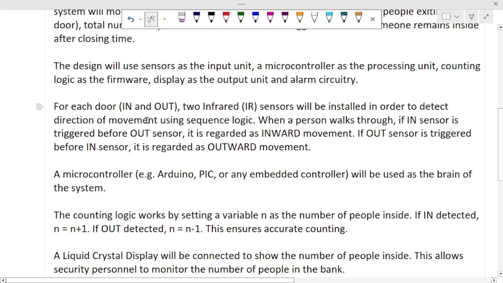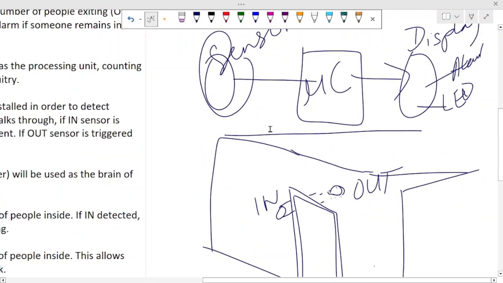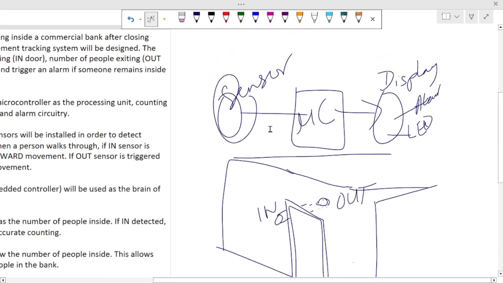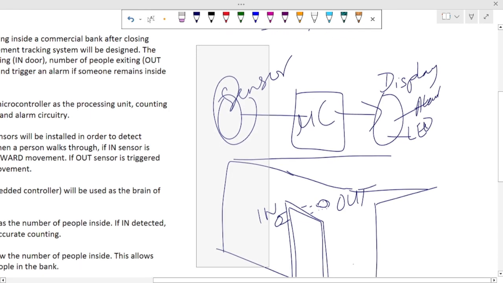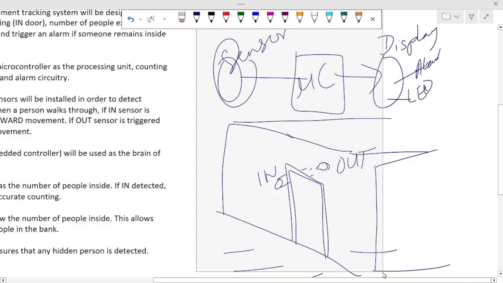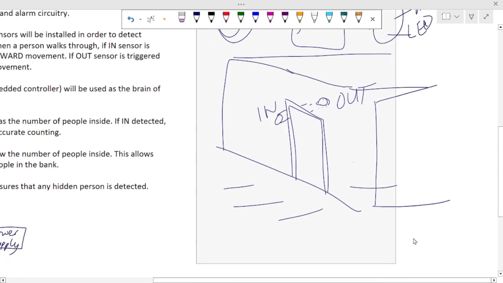Okay. So for each door, the in and out door, 2 infrared sensors will be installed in order to detect direction of movement using sequence logic. Now this is how it is. Okay, I've written something like this before. So this is how it is. We'll have two sensors. Let me take these guys out so that we'll see what's going on here. Just give me like a few seconds.